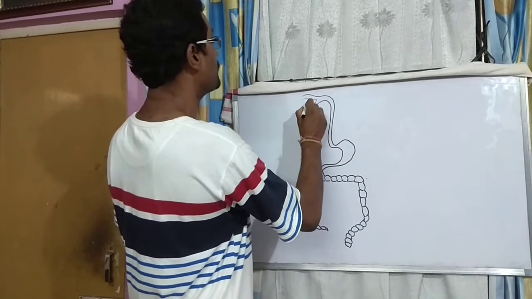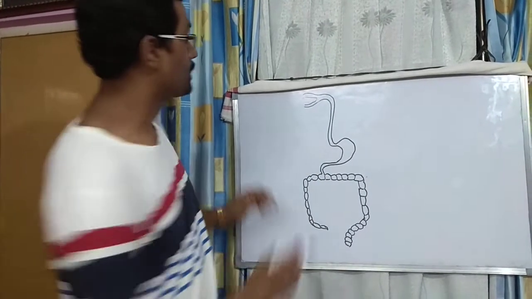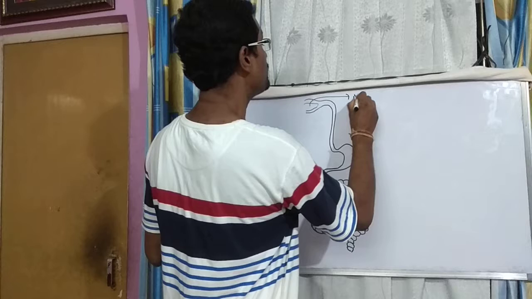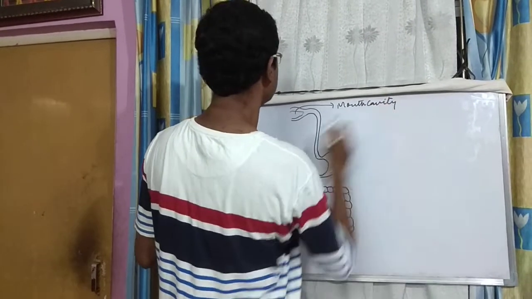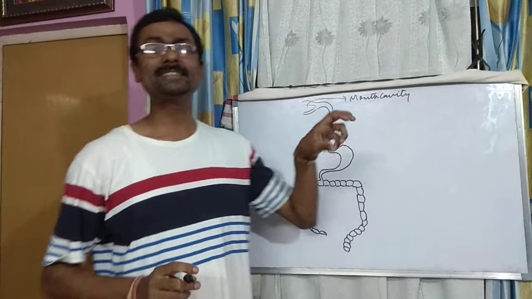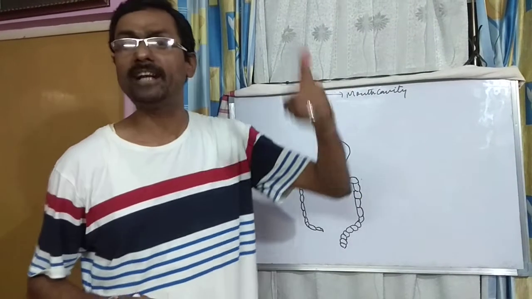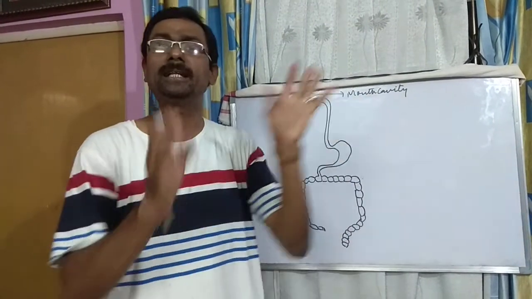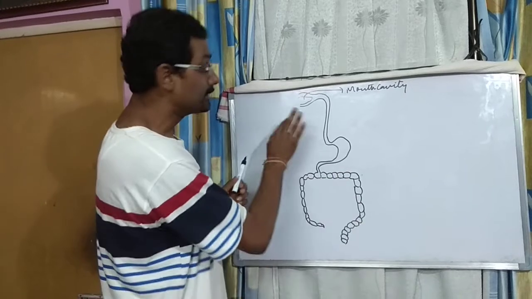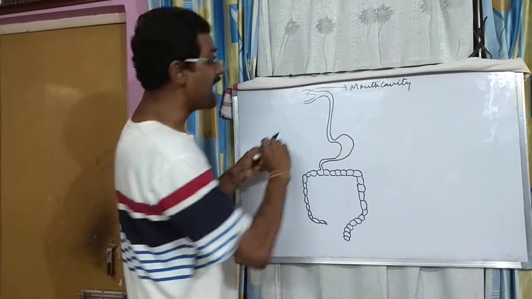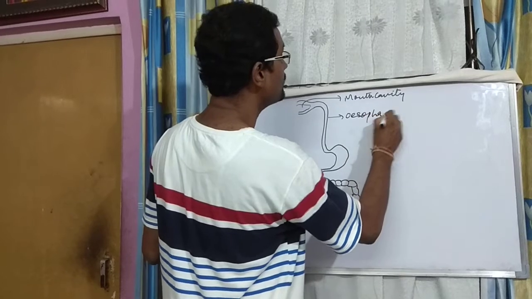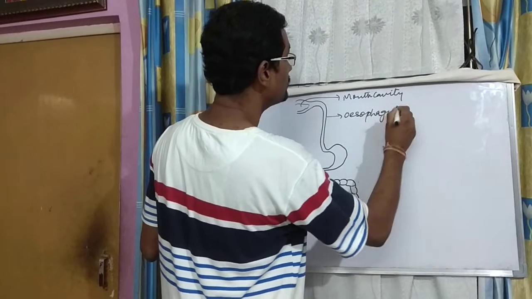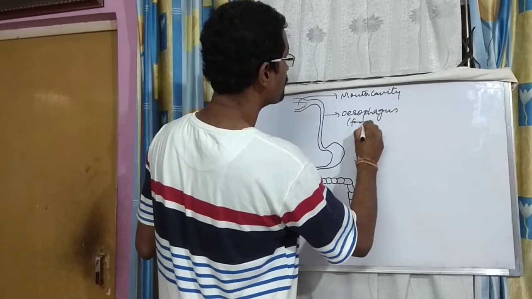So this is the mouth cavity. What is there in the mouth cavity? There is the occurrence of salivary gland which secretes salivary amylase. With the help of teeth, it grinds. Mastication occurs. Then what happens? Next, the food reaches the esophagus, the food pipe. This is the oesophagus. This is called what? Food pipe.